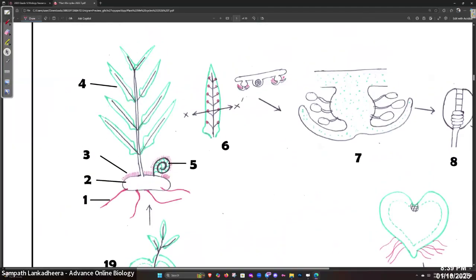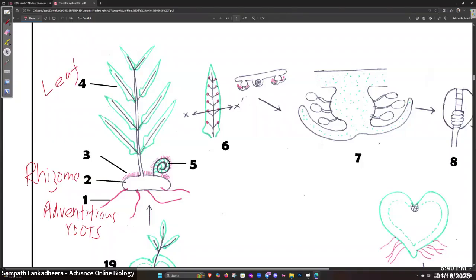So number 1, what is that? Adventitious roots. Number 2, rhizome. Number 3, what's number 3? Can someone tell me number 3? Scales. You can say ramenta, but no need to label it. It's not mentioned in our resource book. This is the frond, or the leaf.